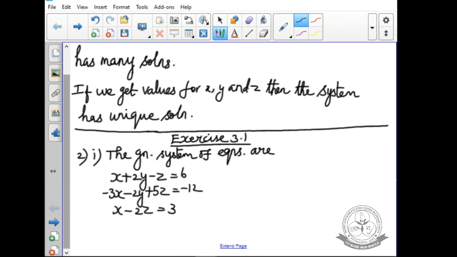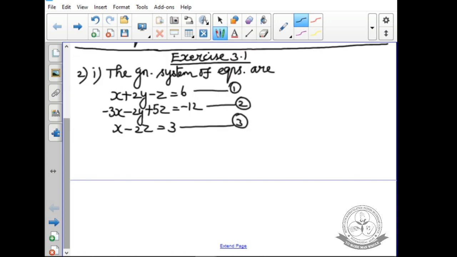Once again check the equations: x plus 2y minus z equal to 6, minus 3x minus 2y plus 5z equal to minus 12, x minus 2z equal to 3. Take them as first, second and third equations. Now analyze the equations. The first two equations have three variables, whereas the third equation has only two variables. The variable y is not present in the third equation, so we can eliminate y from the first two equations.